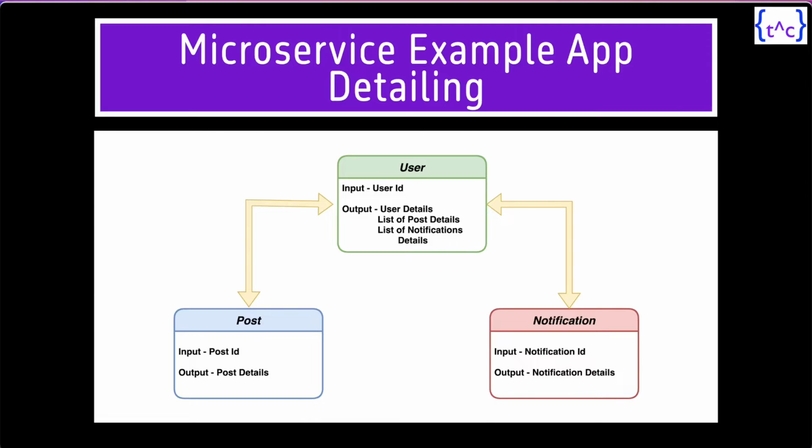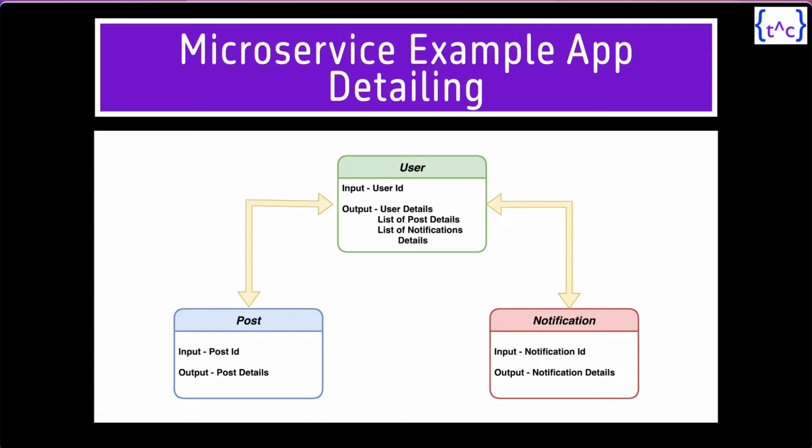because that is the job of separate services, to store detailed posts corresponding to a post ID and detailed notifications corresponding to a notification ID, which you can see here with the help of post and notification. These are 2 separate services. Whenever this user service is queried by giving the user ID, it will return the user details along with the post details and notification details. But as I said, it doesn't have post or notification details.